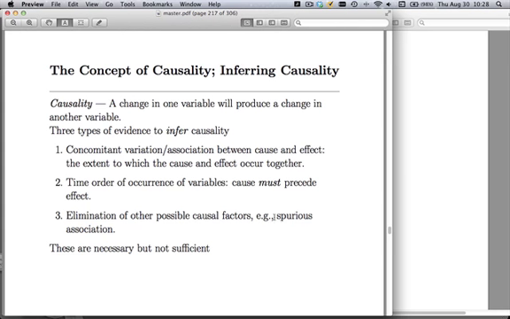spurious association. So earlier in the course we had a slide called correlation is not causation. That's what this is getting at. We talked about how there might be a lurking W, an omitted variable, that is the cause of the association, that explains the association. That's what we're trying to avoid.